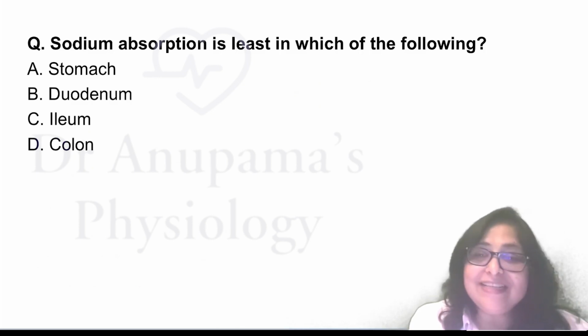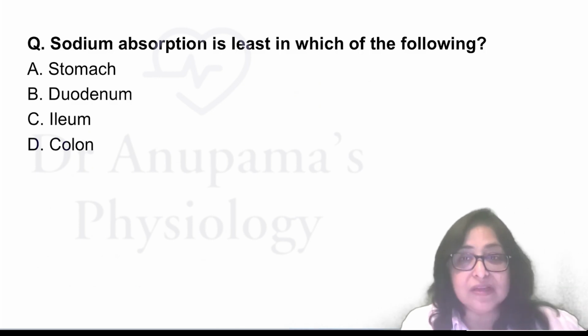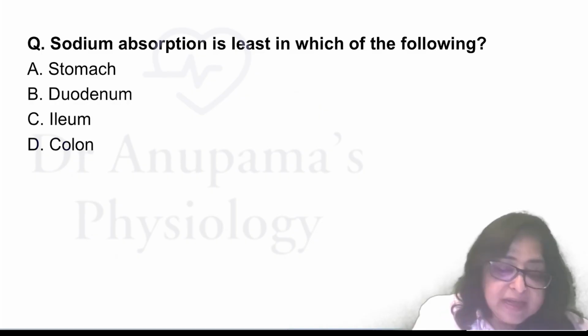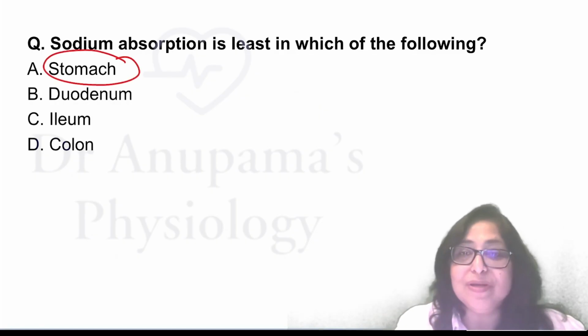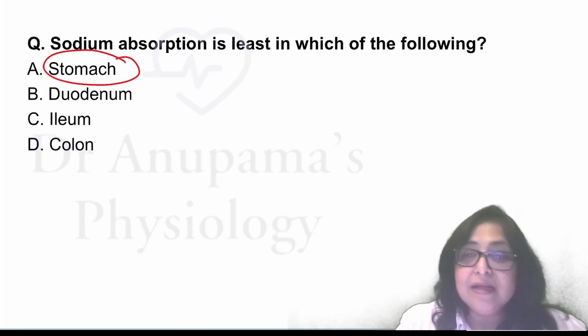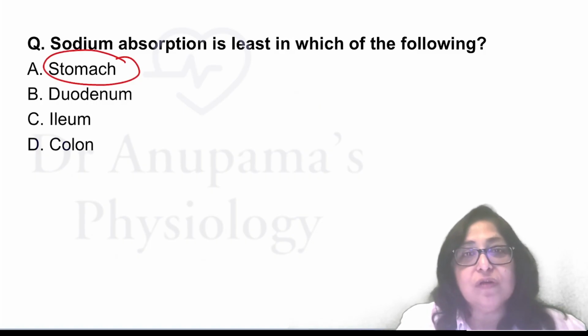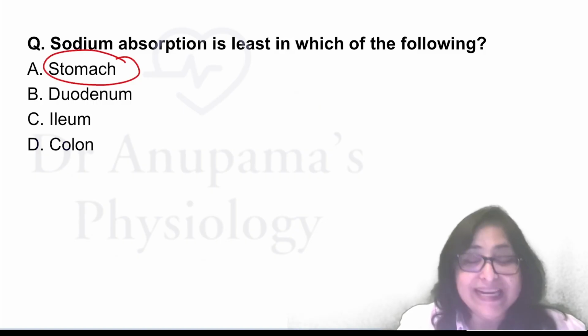Sodium absorption is least in which of the following? If this was the question which was asked, the answer to this will be the stomach, because the stomach is not a primary site of absorption. What is the main function of the stomach? It is a churning action. It helps to decrease the size of the food particles by a churning action. So absorption is not the main function of the stomach. So sodium absorption will be least in the stomach, maximum in the jejunum.